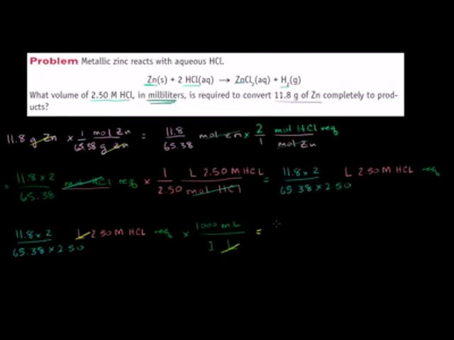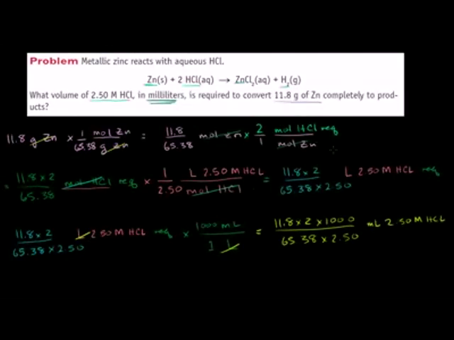And so we're left with, in the numerator, 11.8 times 2 times 1,000 over, that's the 1,000 right there, 65.38 times 2.50. And we're left with milliliters of 2.50 molar hydrochloric acid. I don't want this 2.50 molar HCl to confuse you. These aren't numbers in the computation. This is kind of a label to say what type of solution.